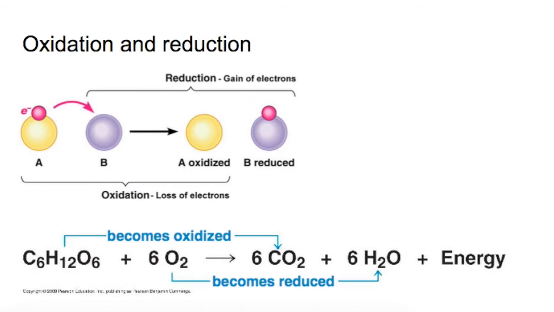The first step in cell respiration is oxidation and reduction. Cell respiration involves oxidation and reduction as they always occur together. Oxidation and reduction involve the transfer of electrons from one substance to another. Oxidation is the loss of electrons from a substance and reduction is the gain of electrons. Redox reactions are vital to some of the basic functions of life, for example, photosynthesis and cell respiration. As you can see in the photo, glucose is being oxidized while oxygen is being reduced.